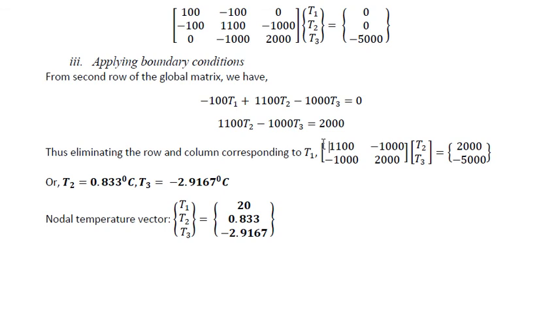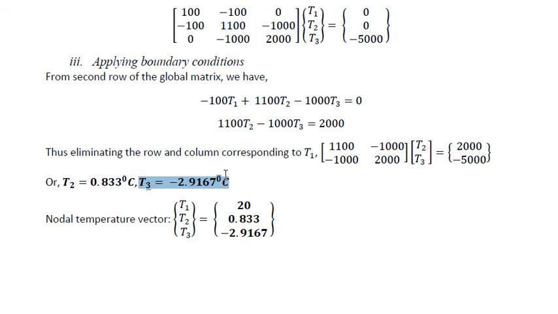This is the elimination method. One more method is there, the penalty method. I will explain it in the next class. Since there are two equations and two unknowns, we can find T2 as 0.833 degree centigrade and T3 as minus 2.916 degree centigrade.